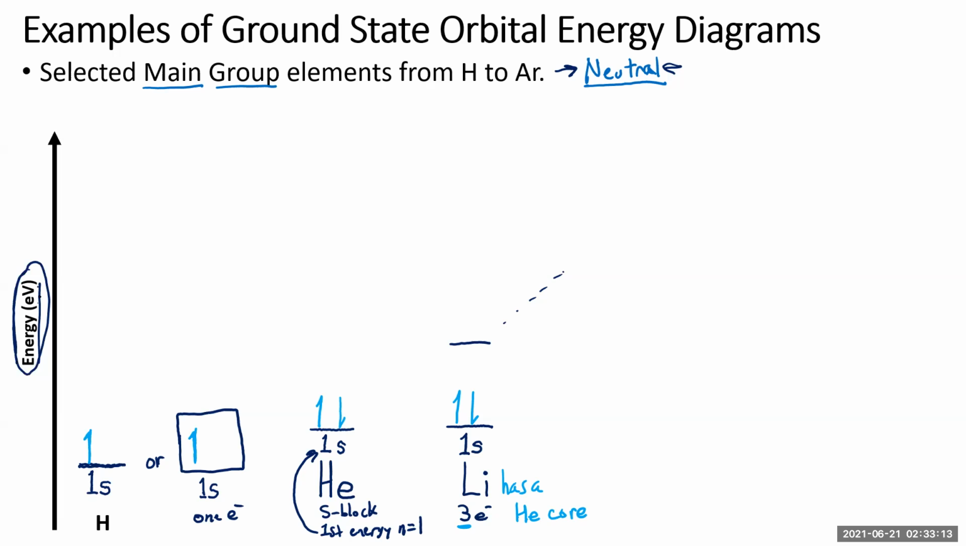EV is electron volts. It's a very small amount of energy. The arrow here represents different energies. So we're just drawing these orbitals at different energy heights. The higher up you go, the greater the energy of the orbitals.